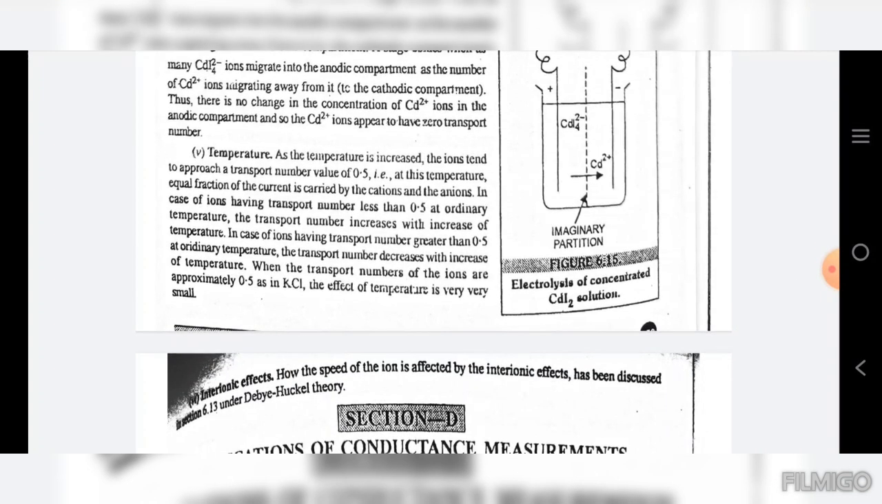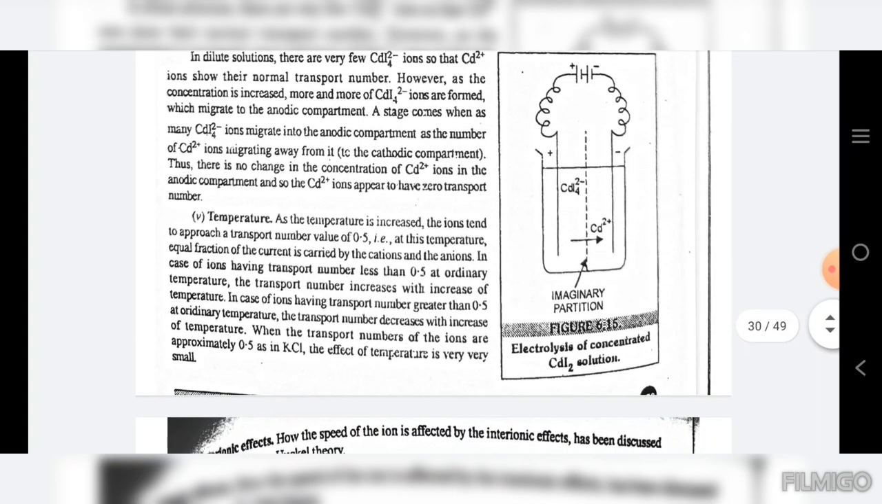Temperature. As the temperature increases, the transport numbers tend to approach a value of 0.5, at which equal fractions of the current are carried by the cation and the anion. In case of ions having transport number less than 0.5 at ordinary temperature, the transport number increases with increase of temperature. In case of ions having transport number greater than 0.5 at ordinary temperature, the transport number decreases with increase of temperature. When the transport numbers of the ions are approximately 0.5 as in KCl, the effect of temperature is very small. Here is figure 6.15, electrolysis of concentrated CdI2 solution.